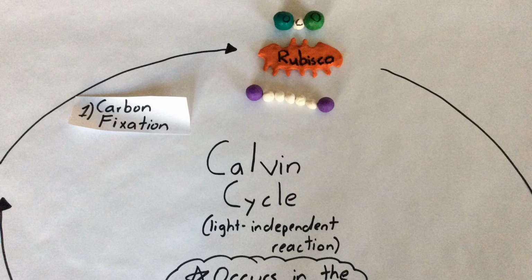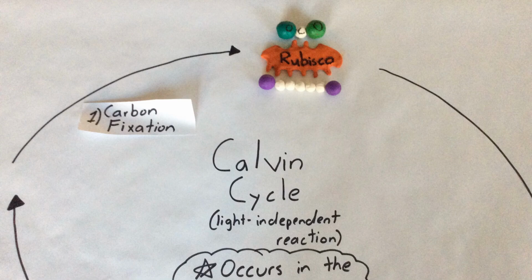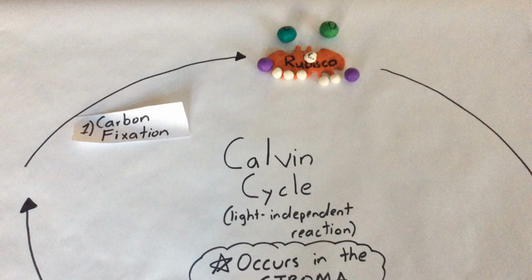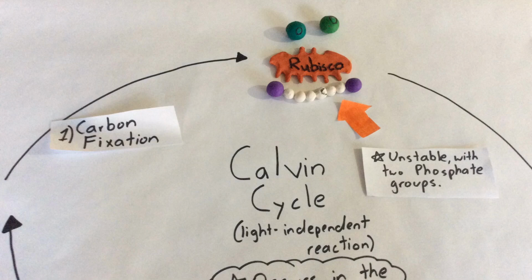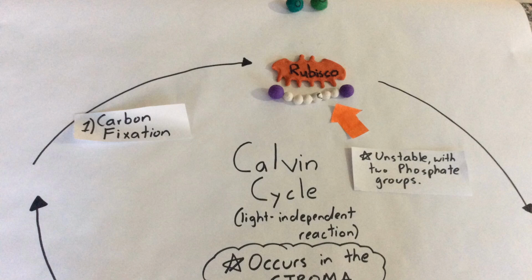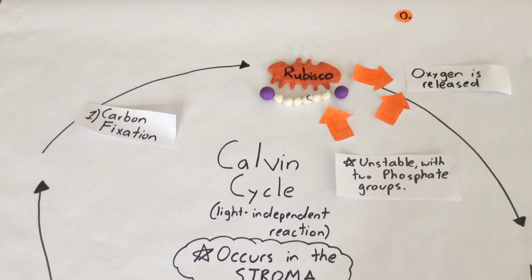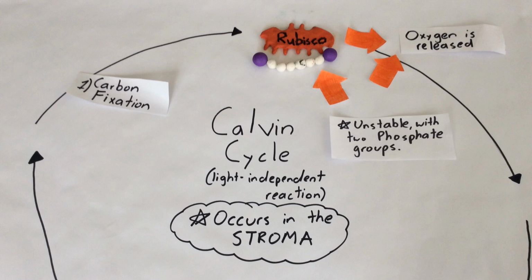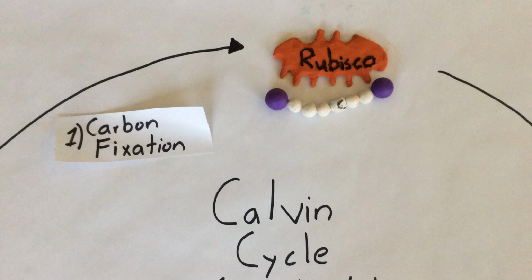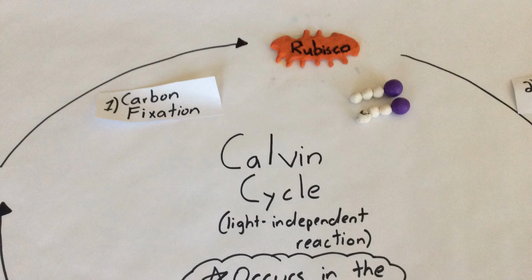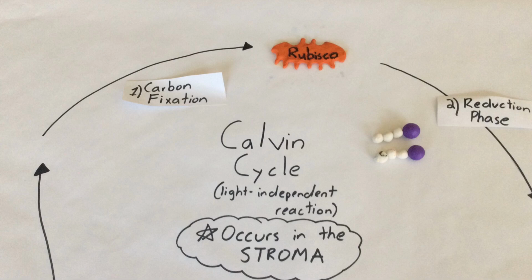The first step is carbon fixation, when carbon dioxide and ribulose bisphosphate, or RuBP, combine with an enzyme called rubisco to create an unstable 6-carbon molecule with 2 phosphate groups. Here, oxygen is also released. The next stage is reduction. Here, this molecule then splits into 2 molecules of glycerate 3-phosphate.